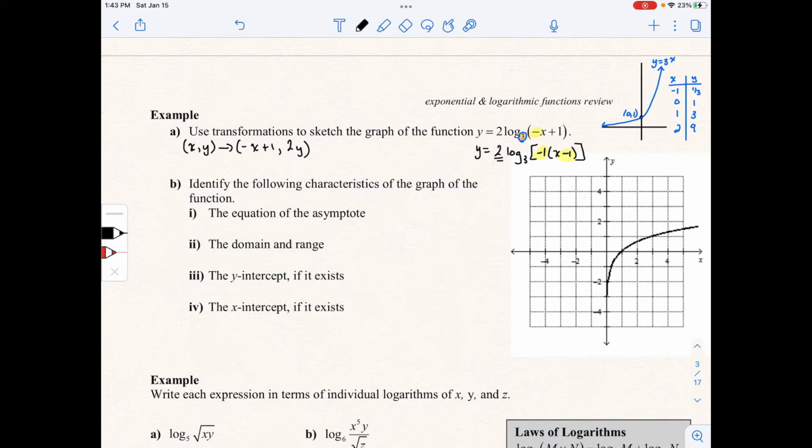So if I take some of those points in my table, we have the negative 1, 1/3 will become 0, right? Negative 1. Let's just write it right out here.